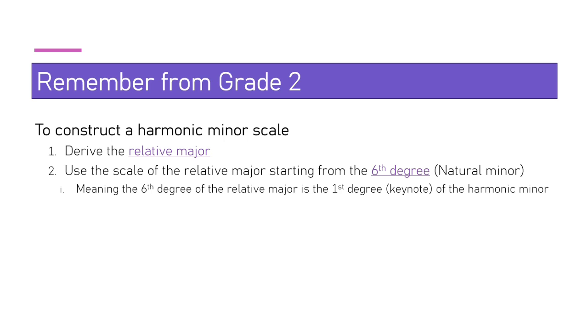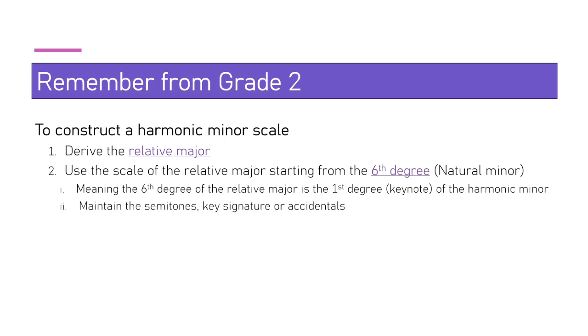So like I just said, it means that the 6th degree of your relative major will now become the 1st degree, or the key note, of your minor scale. But in this case now, it's still a natural minor. You've not made it harmonic yet. I'll tell you what to do to make it harmonic. When you do that rearrangement, it's just natural minor.